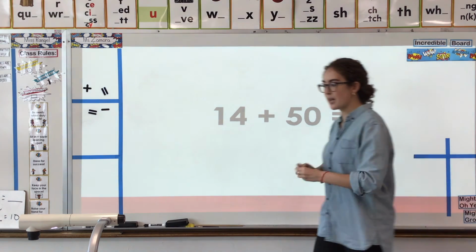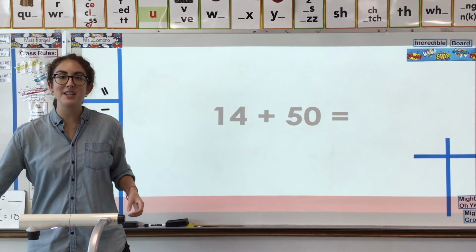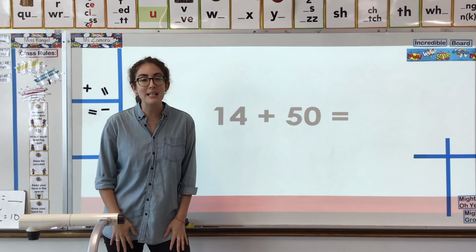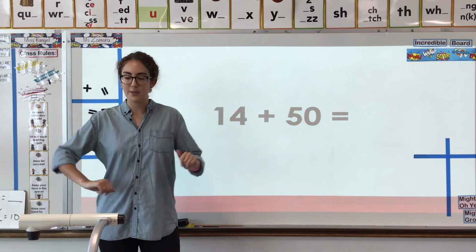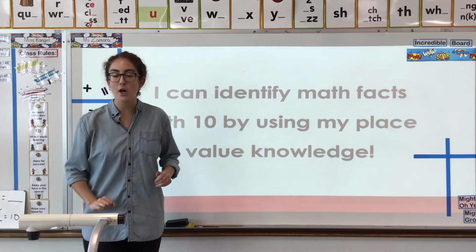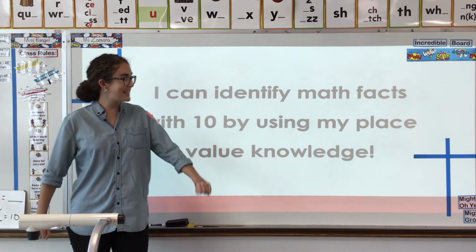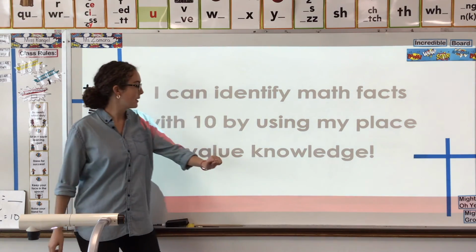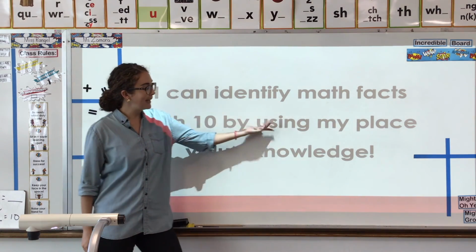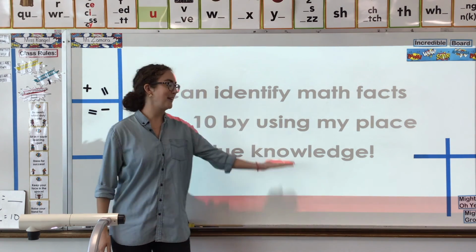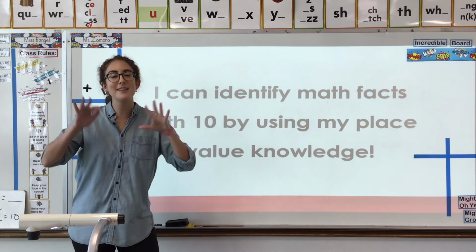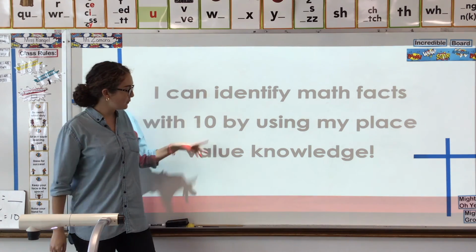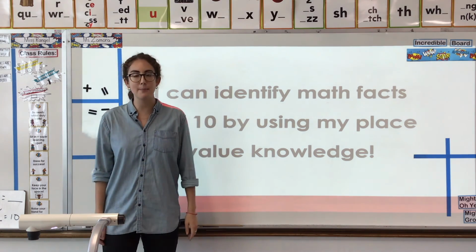Okay, nice work, Super Scholars. We really want to make sure that we can get these facts fluent as well, so we can really be awesome in that place value knowledge. Let's see our learning target for Wednesday. It says, I can identify math facts with 10 by using my place value knowledge. So we are staying on our place value knowledge train today, and we are working with the magic tens number.